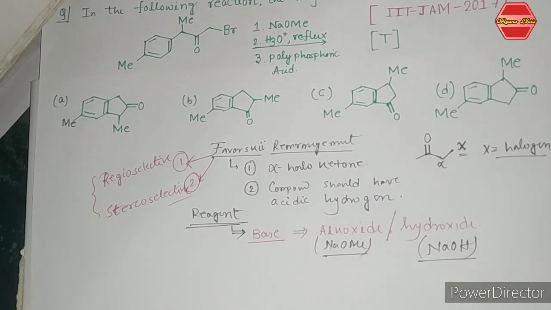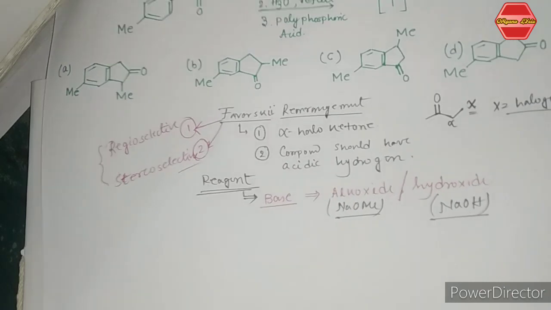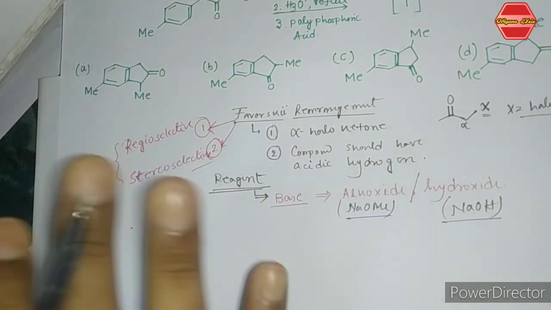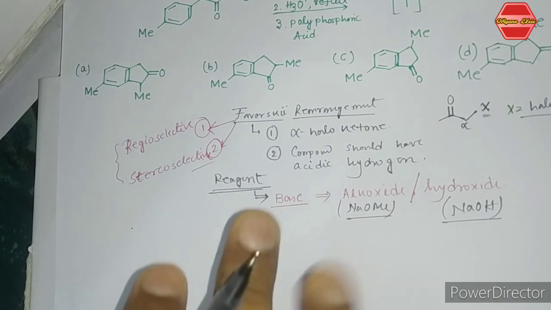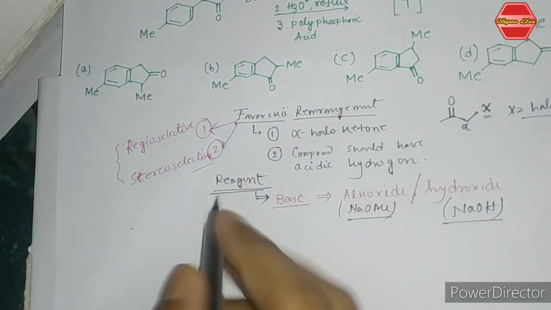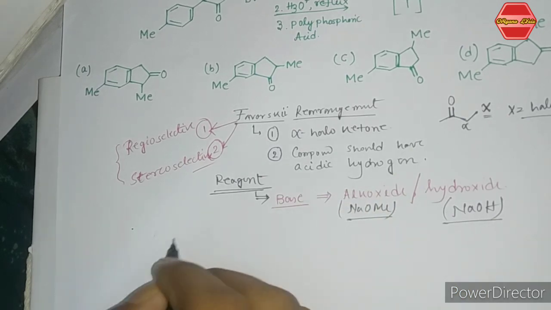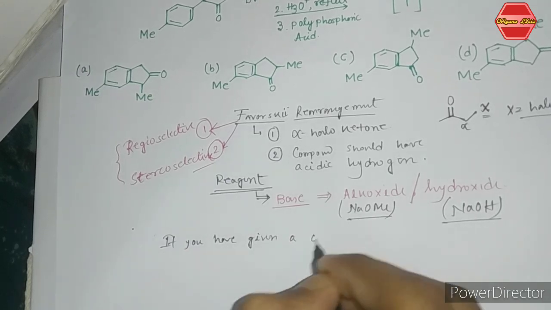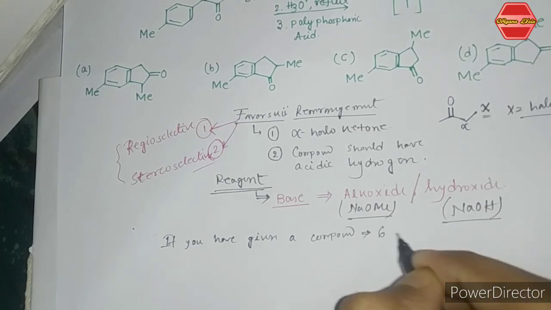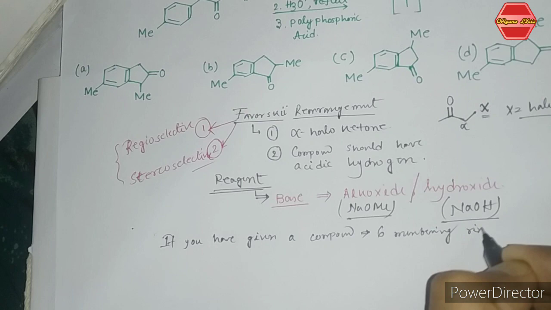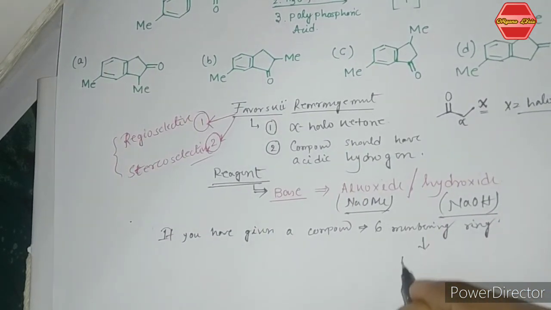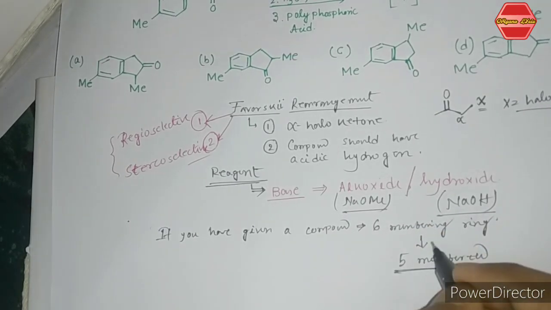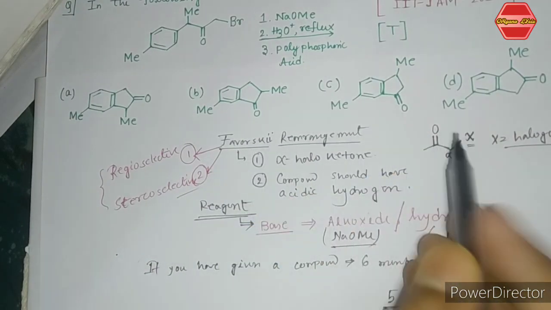Now let's see how and why this type of rearrangement is used. The rearrangement is used in various cases. As an example, if you are given a 6-membered ring and you have to convert it from 6-membered to 5-membered, then this Favorskii rearrangement is used in such cases.